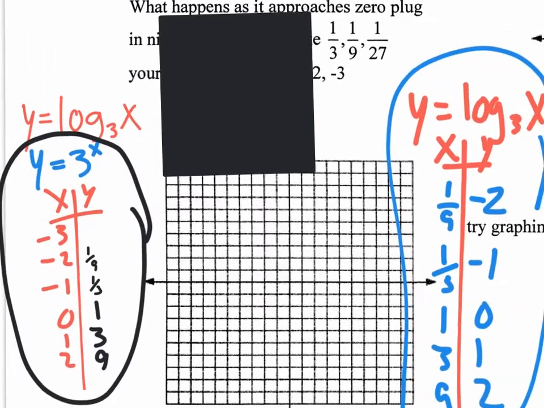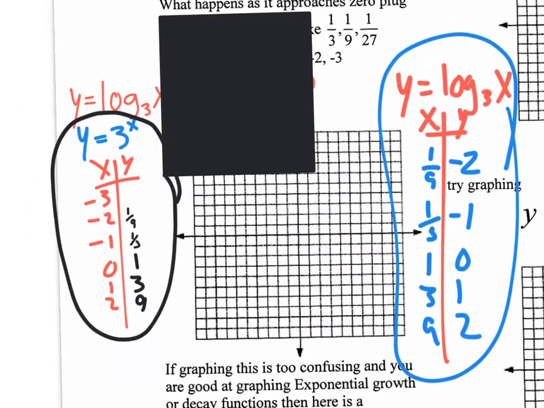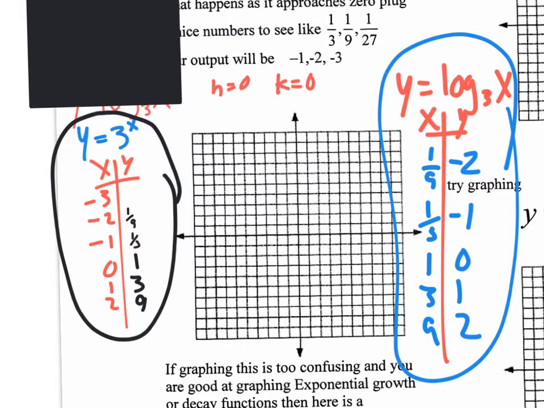So we switch the x and the y values, and then we actually get our true coordinates to the log base 3 of x. So you take the -2 and the 1/9 and switch them. Take the 0 and the 1 and switch them. Take the 1 and the 3 and switch them. And you get these new coordinates, and now you're able to graph.